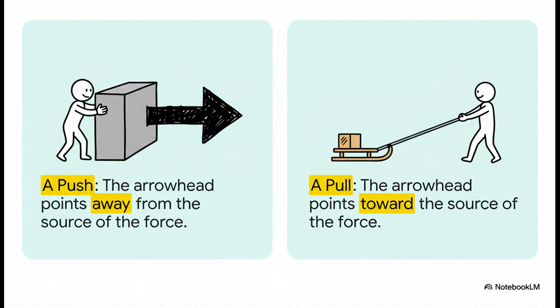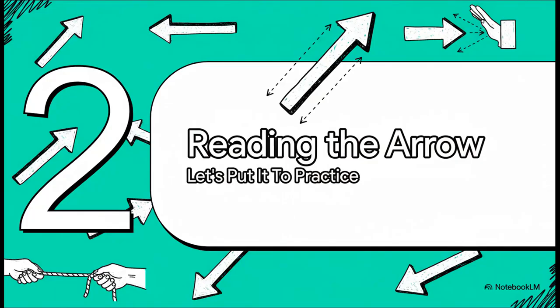If you're pushing, the arrow points away from you. If you're pulling, it points toward you. It's that simple little visual cue that completes the whole story. Okay, so we've got the theory down, right? Magnitude, direction, and sense. Now for the fun part. Let's take these three properties and actually use them to read and analyze a force vector diagram. Time to put our new skills to the test.